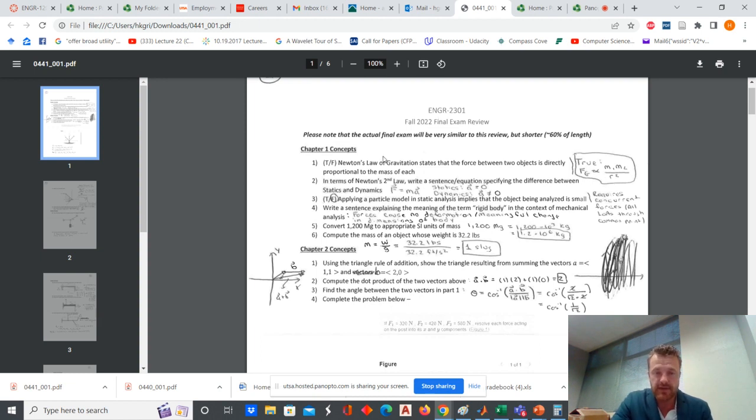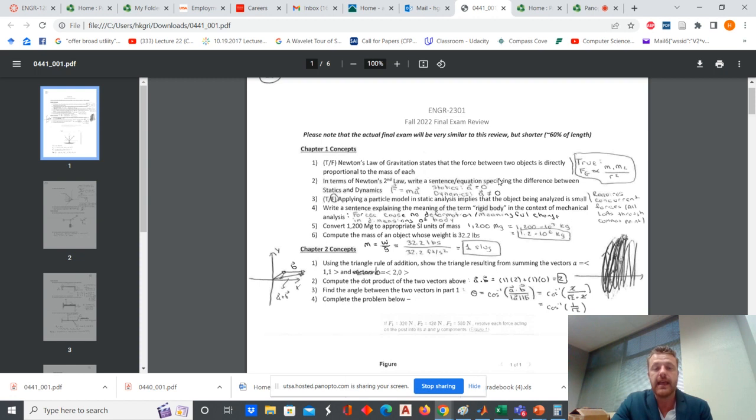Question two, in terms of Newton's second law, write a sentence or an equation specifying the difference between statics and dynamics. Newton's second law states that a body accelerates when a resultant force is applied to it. As an equation that's written as vector F equals m times a, and a is a vector, of course, as well. And remember that acceleration is just how quickly the velocity of an object is changing. So in statics, a is equal to 0.